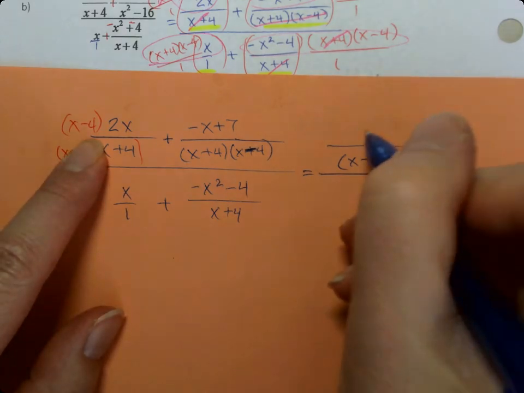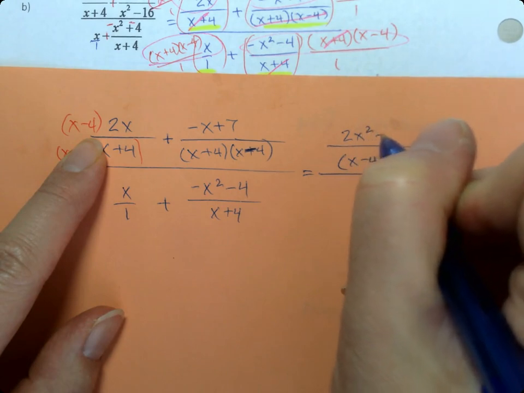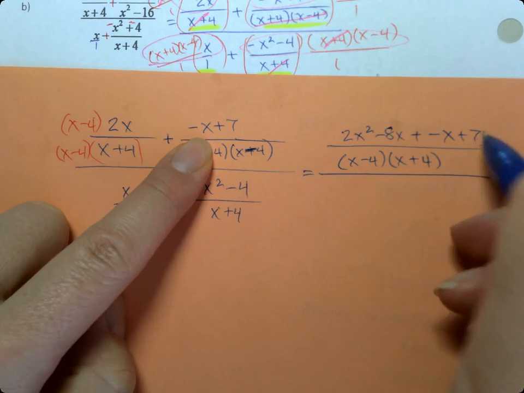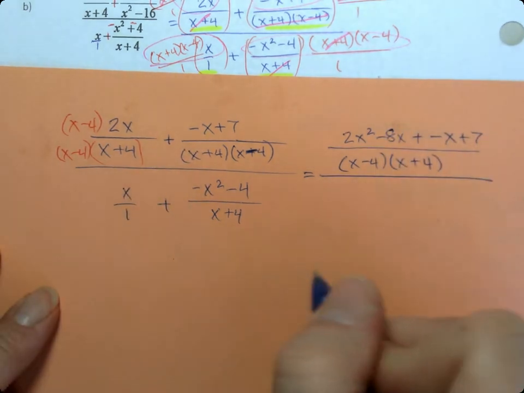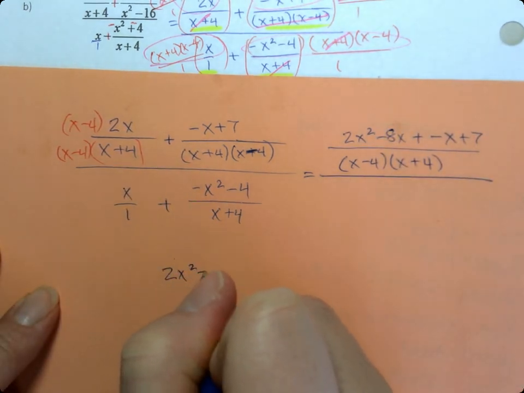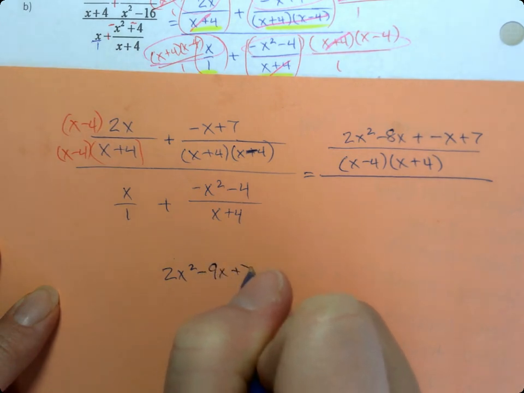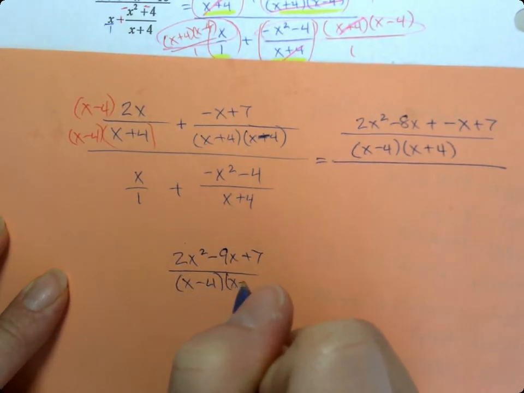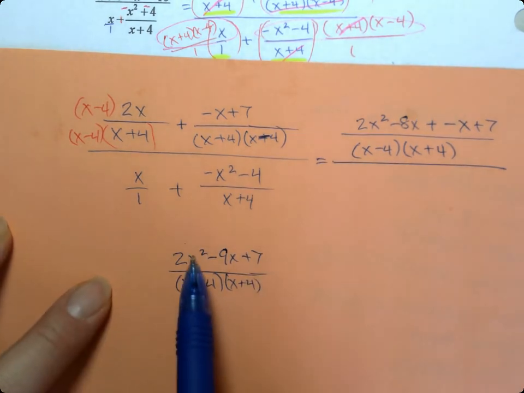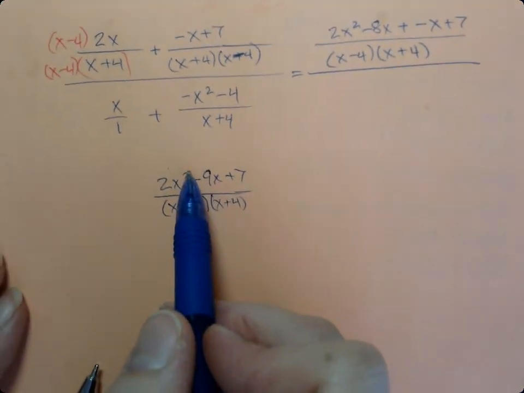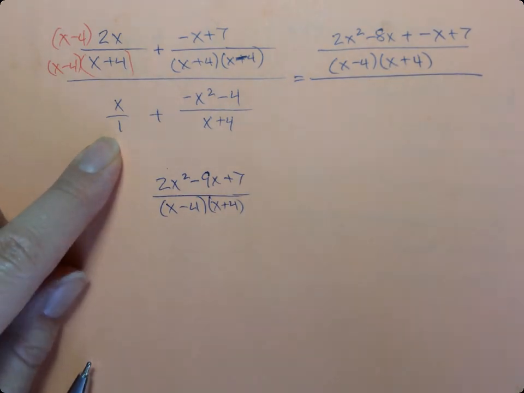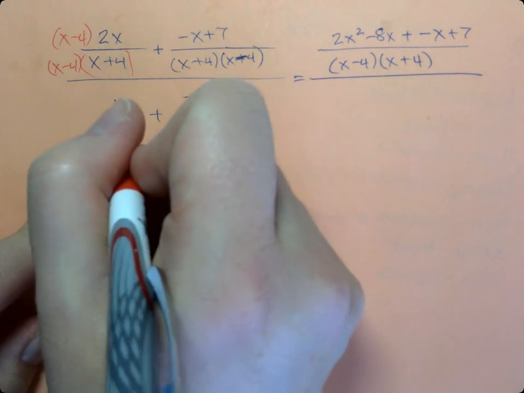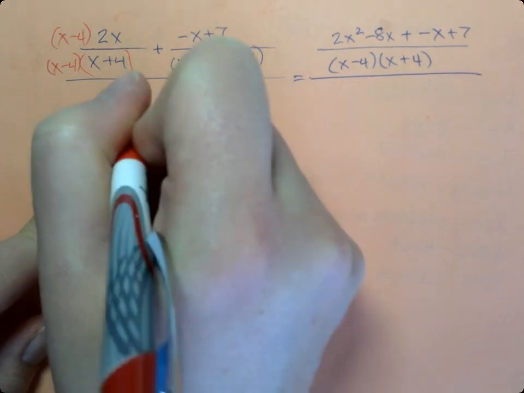I'm going to have to distribute. So 2x squared minus 8x plus nothing changed over here. And so if I want to finalize this numerator, I would end up with 2x squared minus 9x plus 7 all over x minus 4, x plus 4. So you notice that that's the same values we had. All right, now to do my denominator, my common denominator is just going to be x plus 4. So this needs an x plus 4 and an x plus 4.